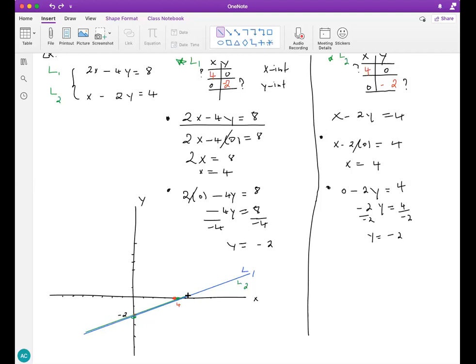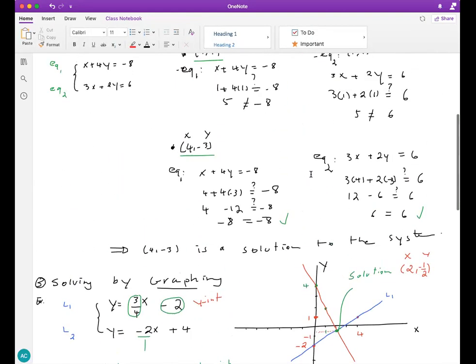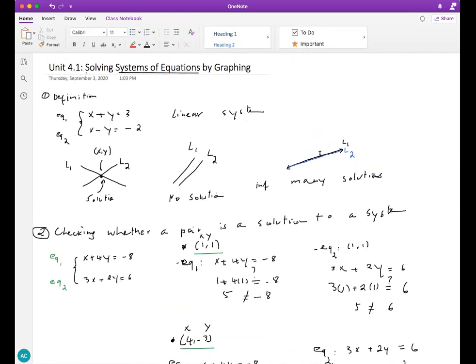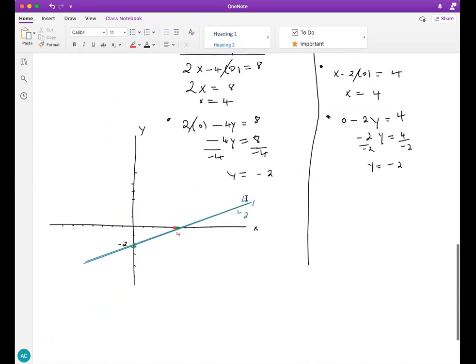So what do you think of these two lines? How many solutions do you think we have? Many solutions. That's right. So this is many solutions. As you can see, both lines overlap. So that's not a problem if you end up with something like that. It just means the two lines overlap. So we have many solutions. Basically, these two lines, the blue and the green, they meet everywhere. On every point, they meet.